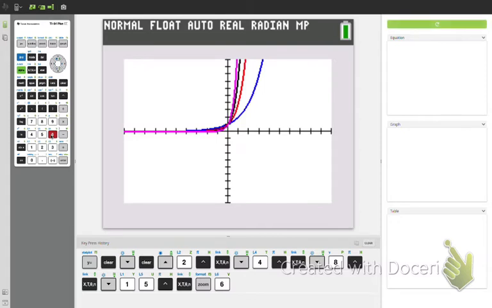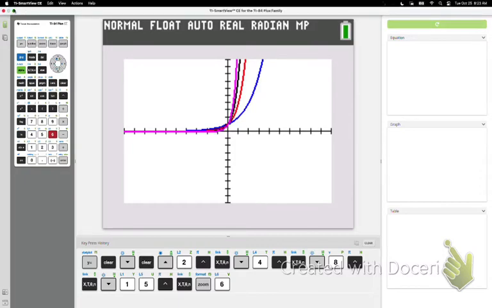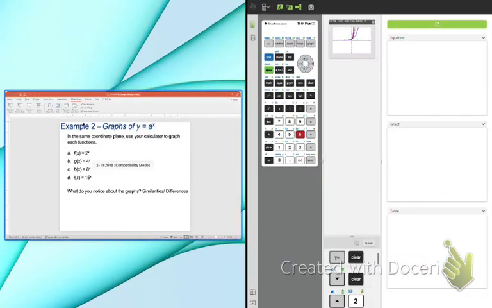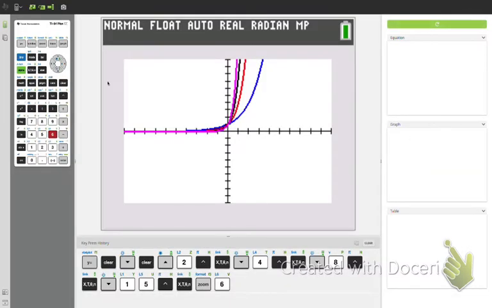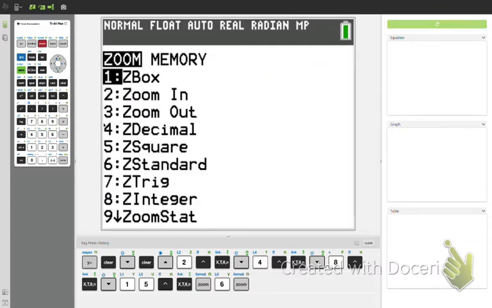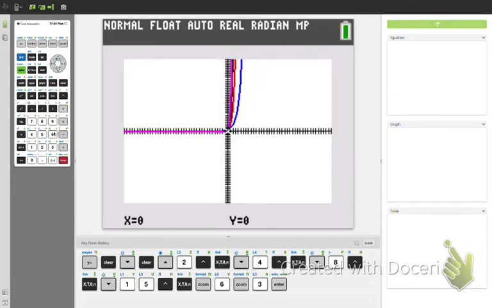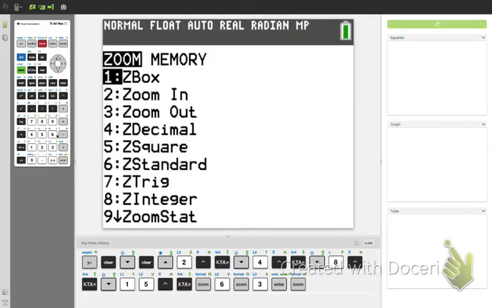Something is wrong. Was there another one? There's only 4. Yep, there was only 4. Okay, I'm going to zoom out some. Just on the origin. That didn't work. What do you notice about them?